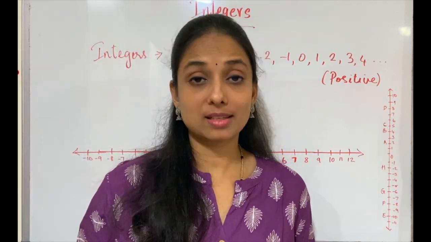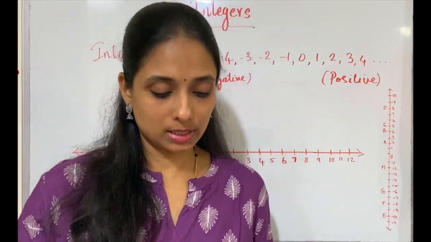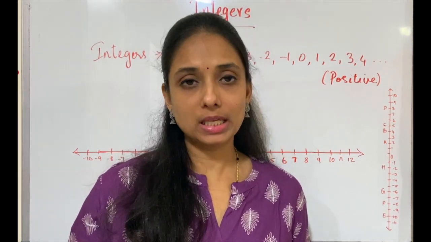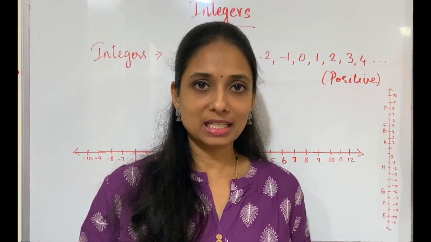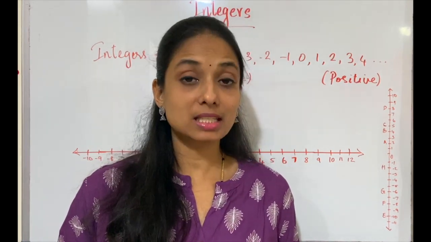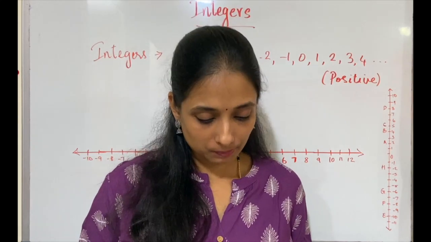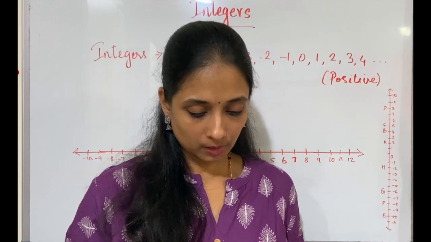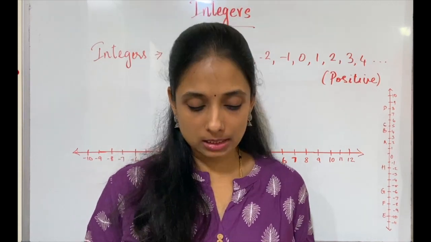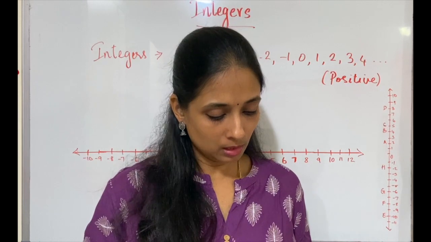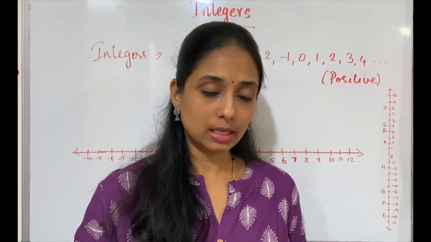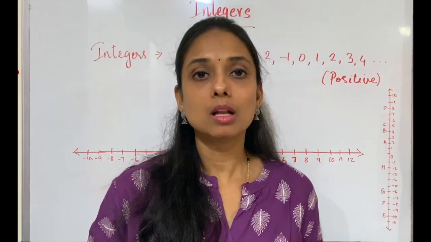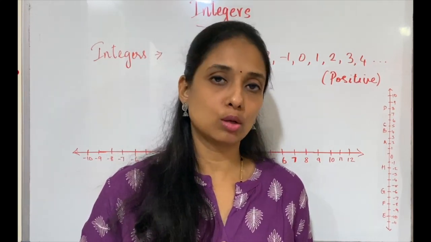Let's start with exercise 6.1. First question, write the opposites of the following. First one is increase in weight. What is the opposite? Decrease in weight. B is 30 kilometer north, 30 kilometer south. The next one, 80 meters east, 80 meters west. Then loss of rupees 700, gain of rupees 700. Then 100 meters above sea level, opposite is 100 meters below sea level.